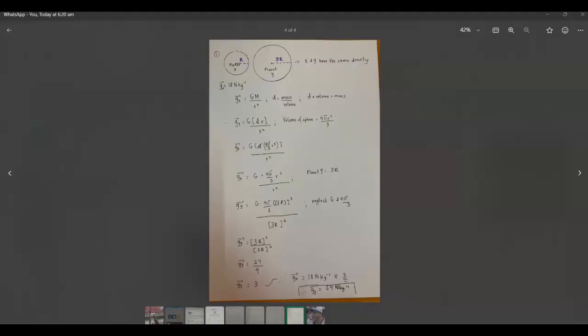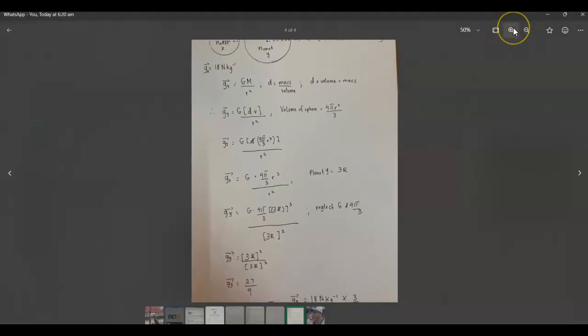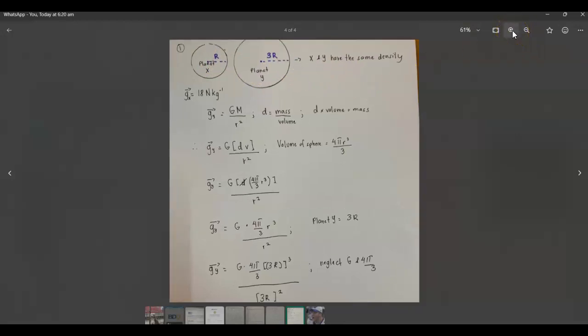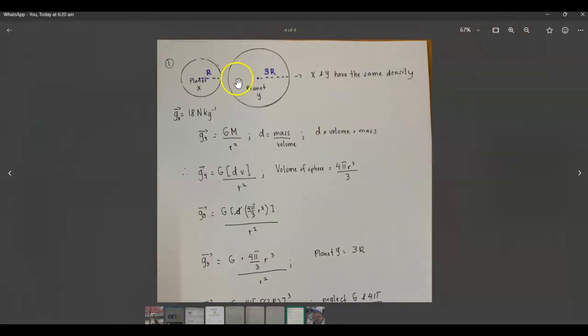Now, let's show how to do it. Basically, the condition is we have here a planet X with a radius r, and we have planet Y, which is 3 times its radius. Both of them have the same density. In order for us to know the gravitational field strength of planet Y, we first have to use the formula. Gravitational field strength is equal to the universal G constant times the mass over r squared, where r is the distance from the surface to the center, which is relatively equal to the radius itself.